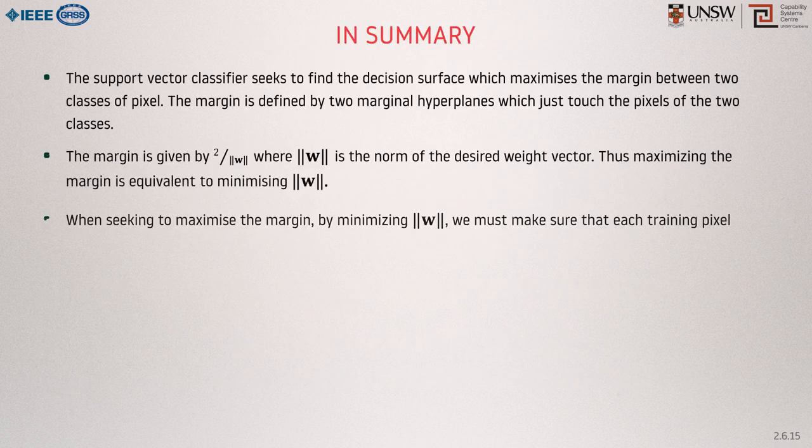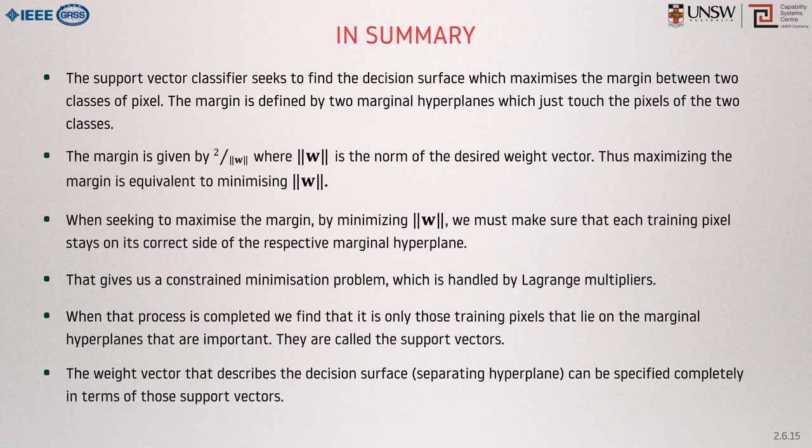The process of minimizing the norm of the weight vector, or maximizing the margin between the two classes, constrained by ensuring that the training pixels remain on the correct side of their respective marginal hyperplane, leads to the amazing but probably logical result that it is only those training pixel vectors that lie on the marginal hyperplanes that are important in defining the decision surface. They are the support vectors.